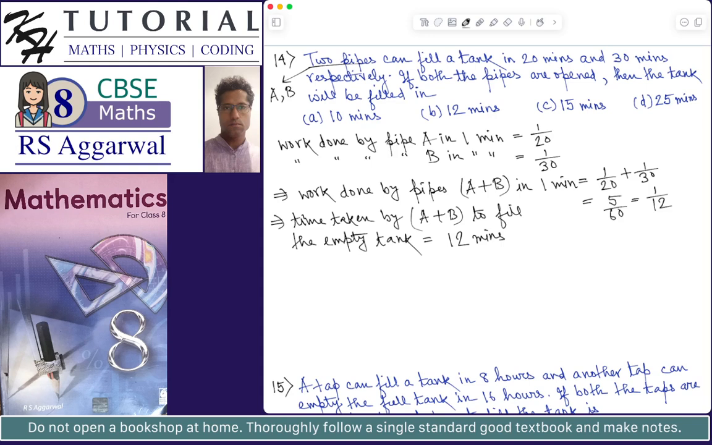So if the work done per unit is 1 by n, we say that the whole tank will be filled in n units. So in this problem, we have work done by pipes A and B, that is when both the pipes A and B are open or they are working together, in 1 minute. Work done by pipes A plus B in 1 minute is 1 by 12. From this, we can say that the whole tank will be filled by A and B in 12 minutes. So 12 minutes should be the answer.